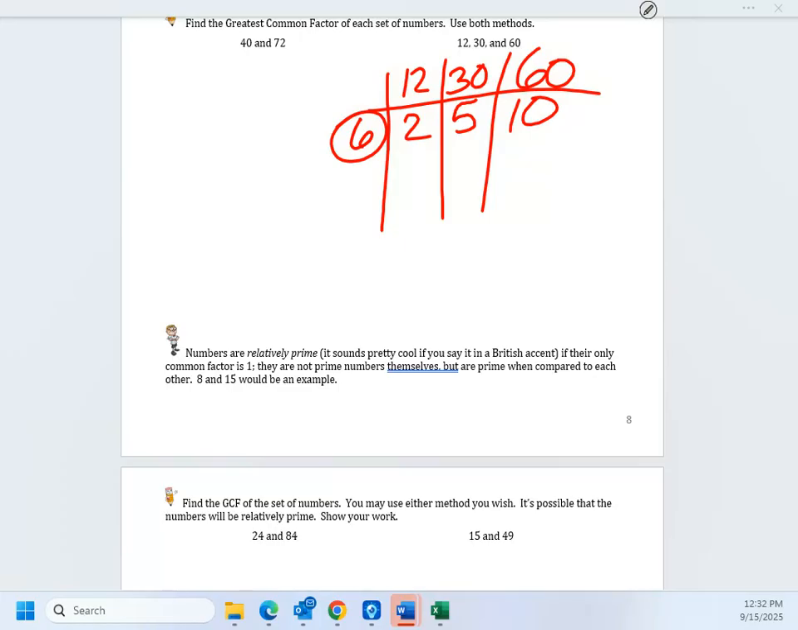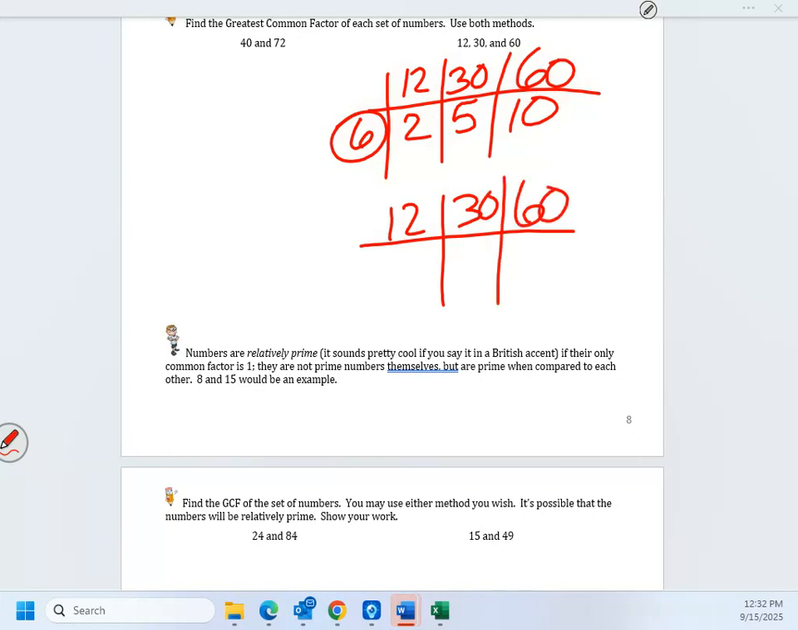But what if, when we looked at these numbers, we said, oh, I know they're all even. They all end in an even number. I know I can divide a 2 out. 12 divided by 2 is 6. 30 divided by 2 is 15. 60 divided by 2 is 30. Can I divide anything out of those 3 numbers?